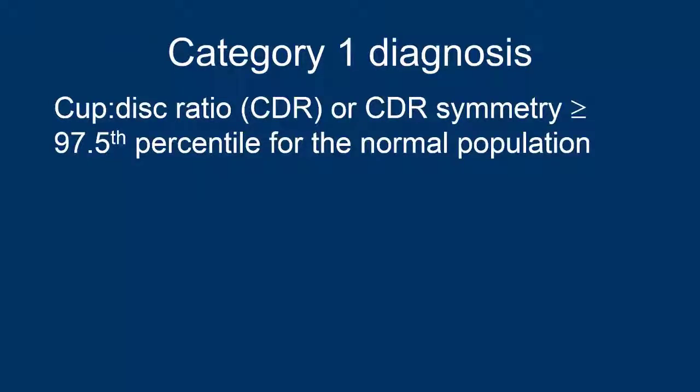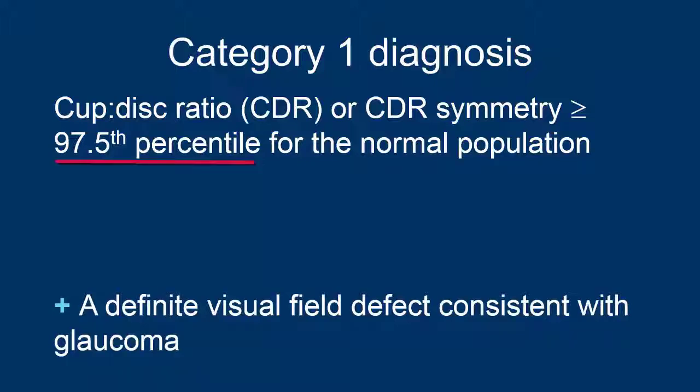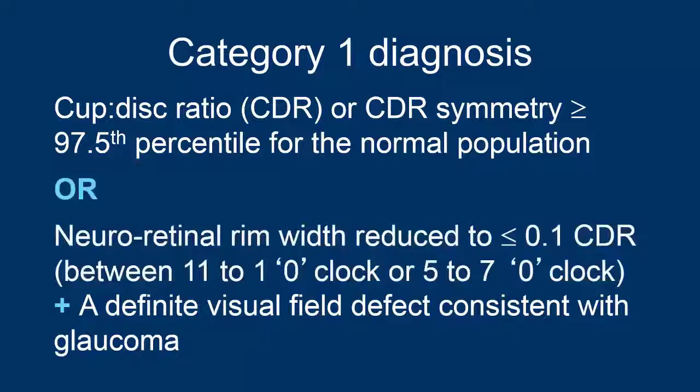The first is category 1, and this is the main definition. This diagnostic criteria is based on structural damage in the optic nerve. What you tend to do is take the distribution of the cup-to-disc ratio in the population you're looking at, and a cup-to-disc ratio falling beyond the 97.5th percentile for the normal population would be abnormal. So you're looking for structural damage associated with a visual field defect consistent with glaucoma. And the other definition of structural damage would be focal thinning of the neuroretinal rim in the superior or inferior rim.